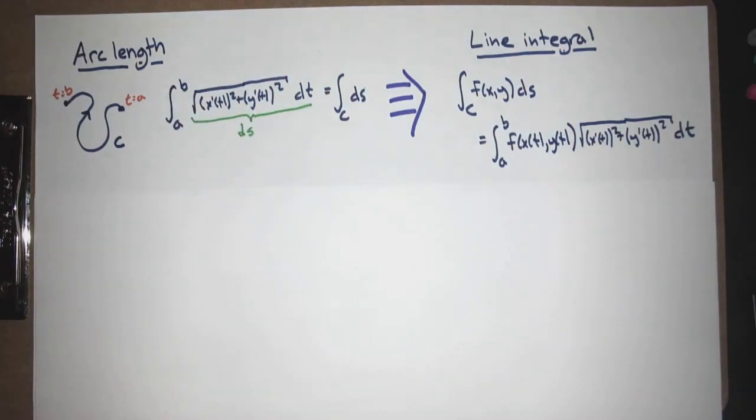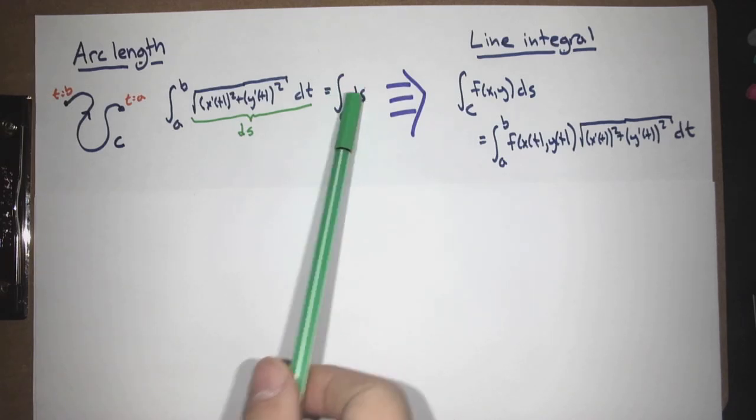Now, this is a formula for 2D. There's a similar formula for 3D, but I wanted to fit it on a page, so I did the 2D one. A way we could think about that is arc length is just integrating along the curve 1 ds.